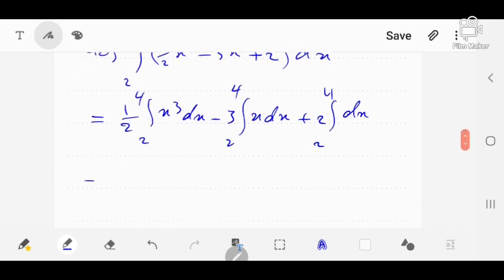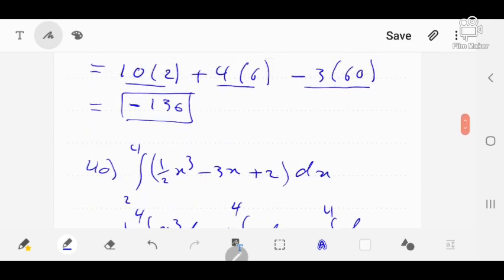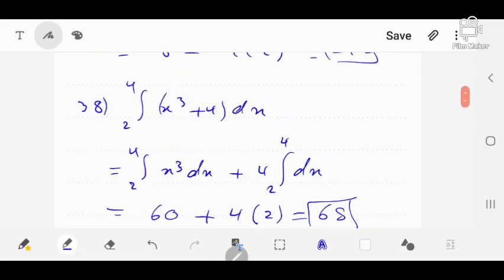Now, each one again, substitution. 2 to 4 of x cubed is equal to 60. 2 to 4 of x is equal to 6. 2 times 2 to 4 of dx, which is equal to 2. So immediately, this is 30 minus 18 plus 4. 34 minus 18, that's 16. I think the idea of the properties of definite integral is clear now.